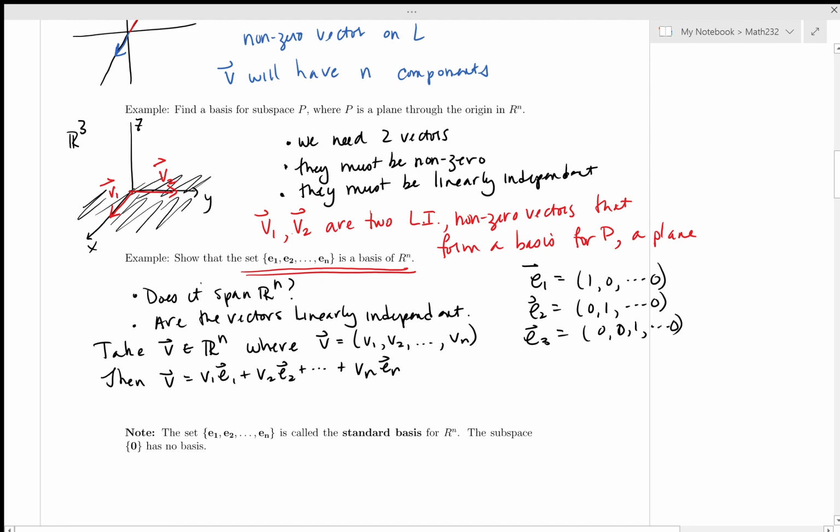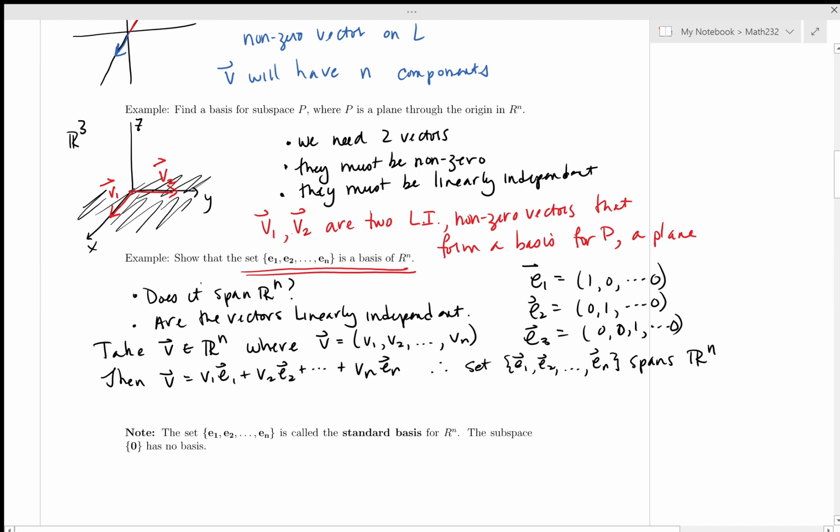So we can write our vector v as a linear combination of the vectors in that set, e1 through en. And the choice of v was arbitrary, so every vector in Rn can be represented this way. So therefore, this set e1, e2, dot dot dot, en spans Rn. Okay, that's the first thing.